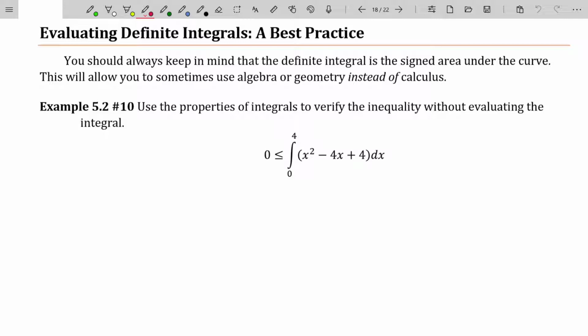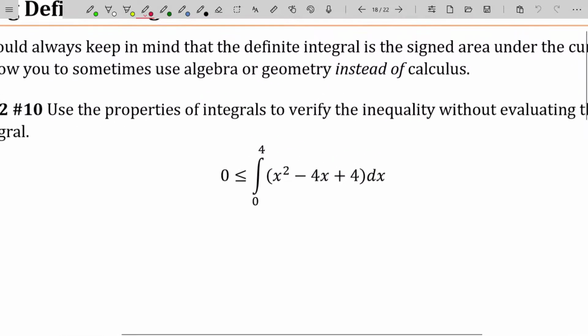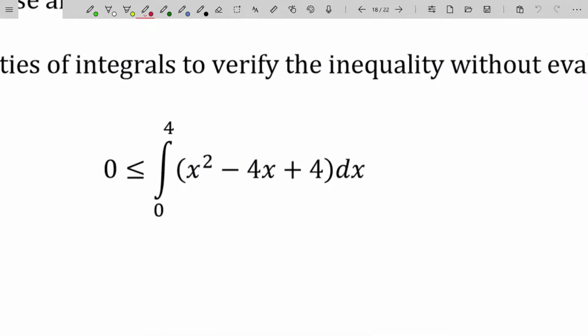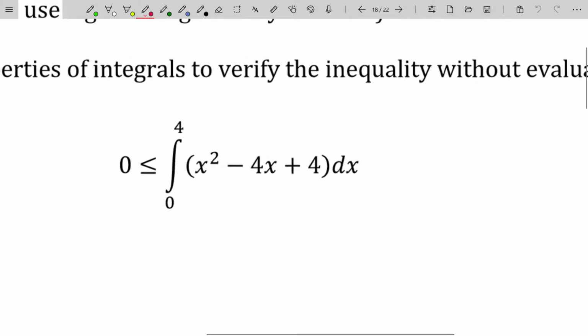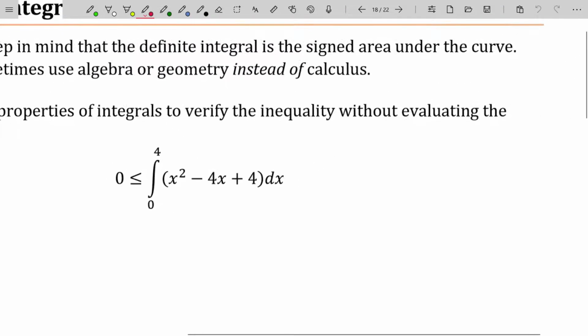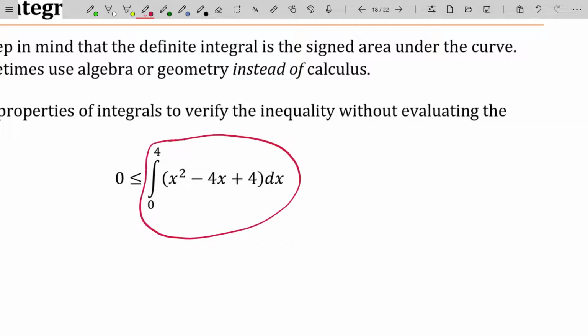So let's take a look at this. Use properties of integrals to verify the inequality without evaluating the integral. So we just want to verify this inequality basically. Well, one way you could do that, they're saying that the value of this integral, whatever number it becomes, is greater than or equal to 0. The best way to do that is just to quickly graph out the function.